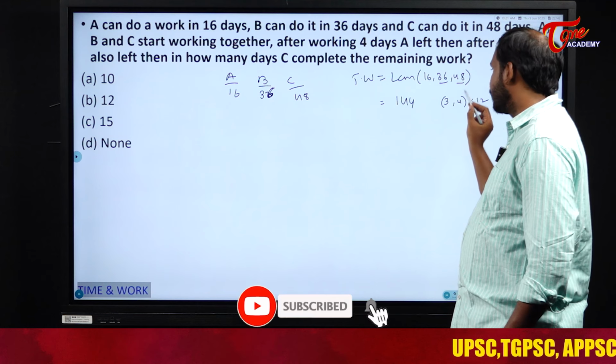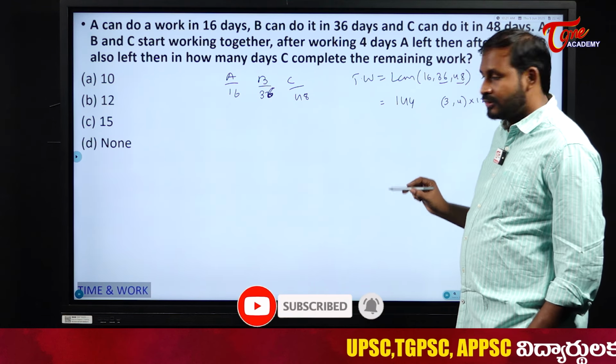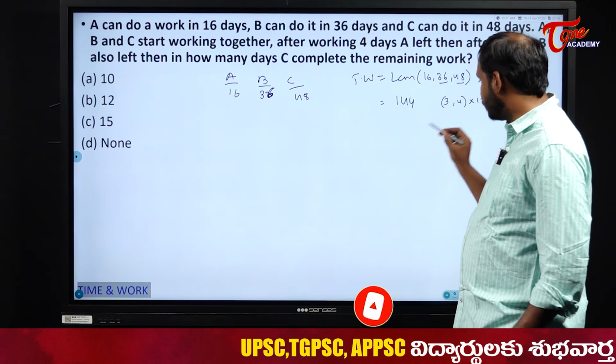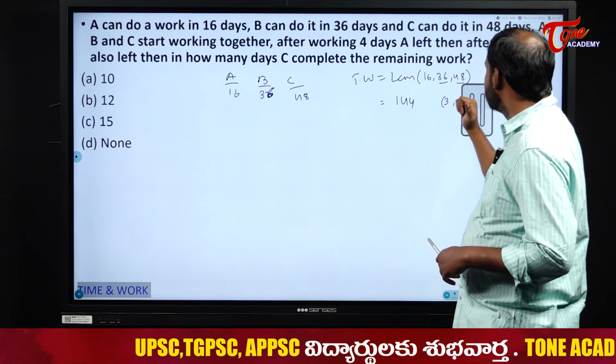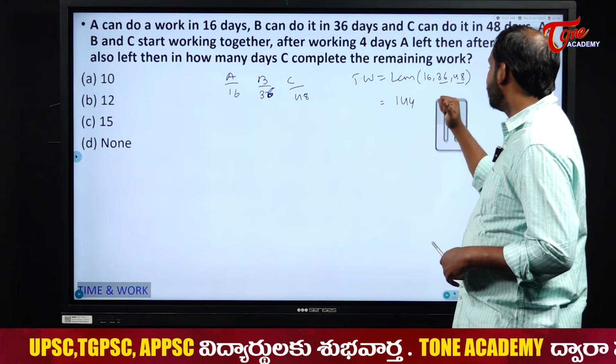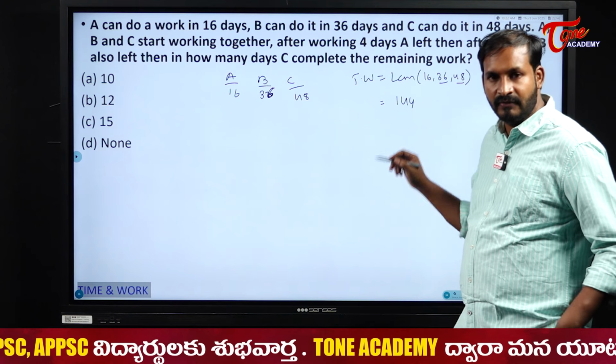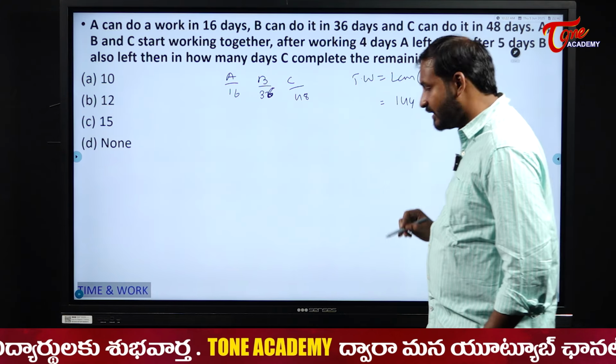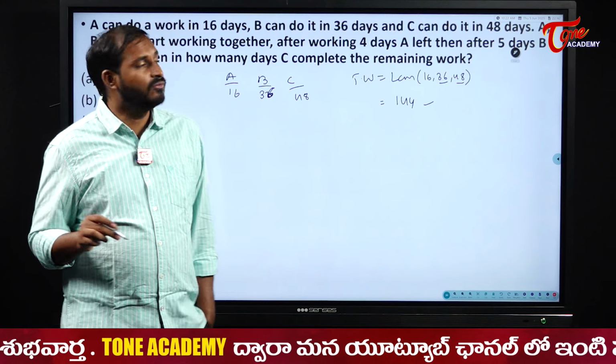12 3s are 36, 12 4s are 48, right? So now what is the LCM of 3 and 4? 12. So 12 into 12, what it becomes? 24. Sorry, 144. That is the reason I have written it quickly, that LCM is equal to 144.